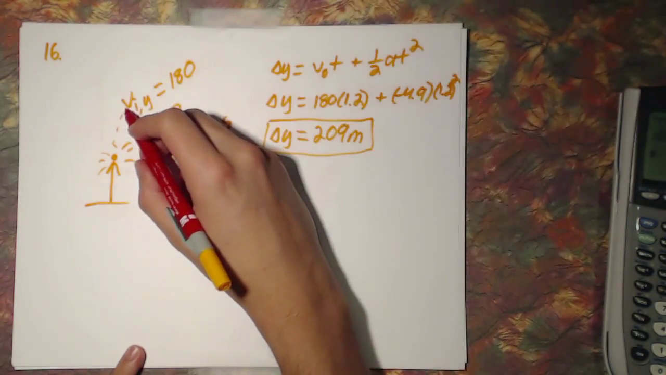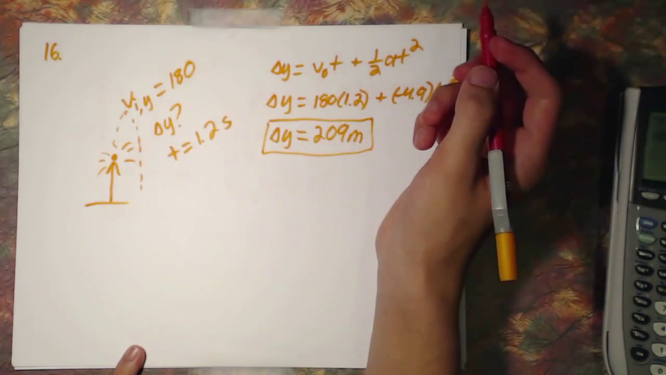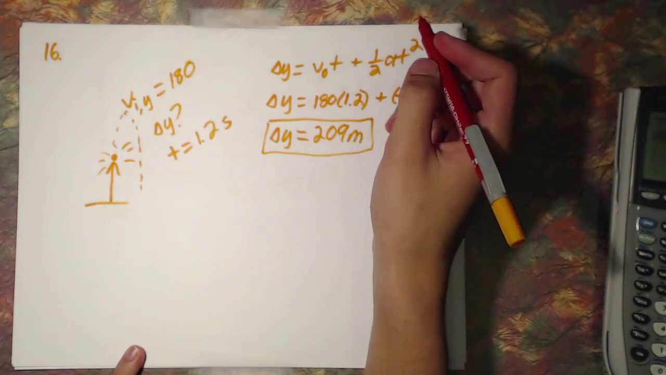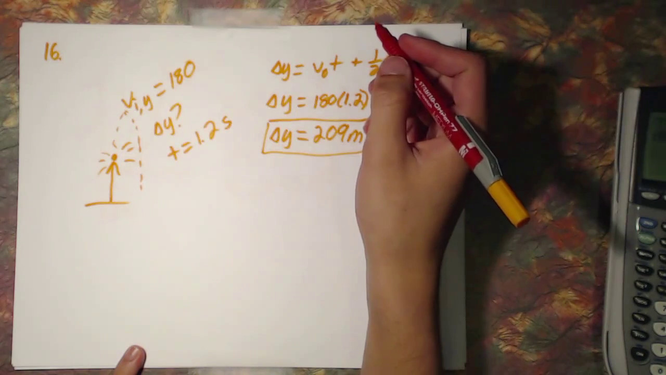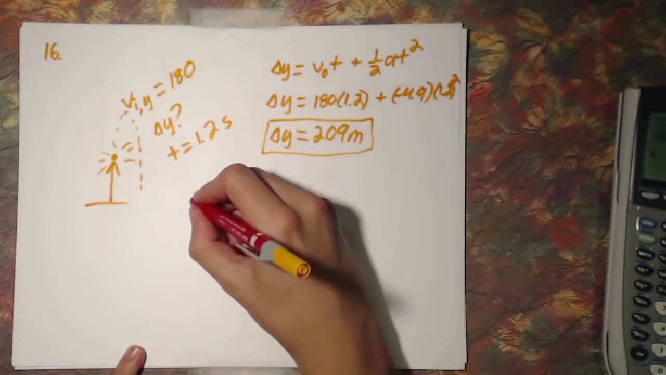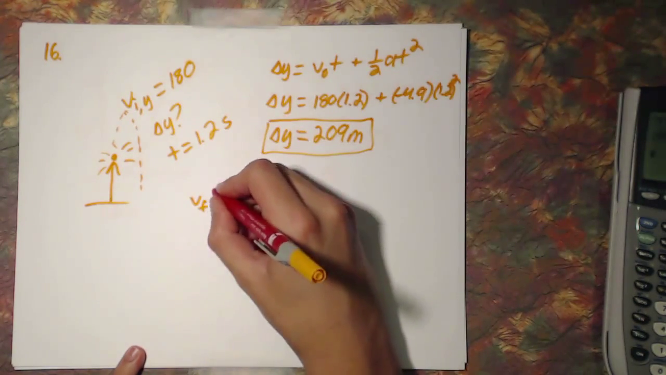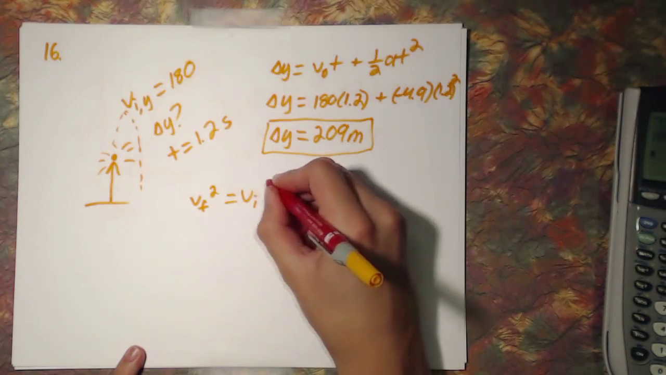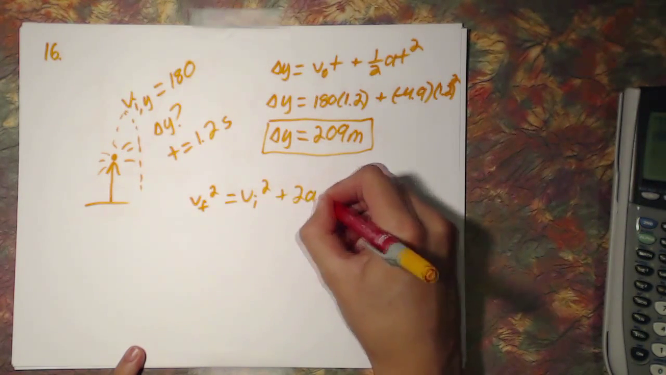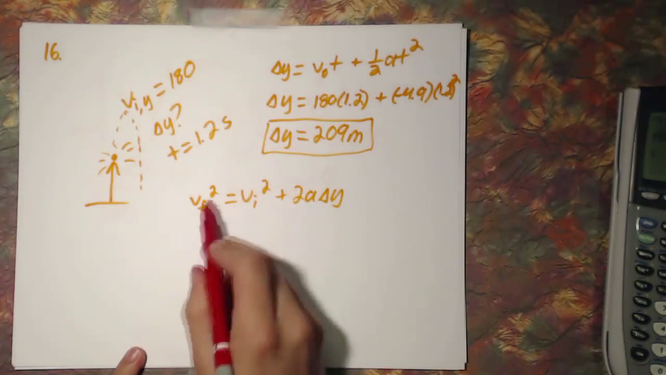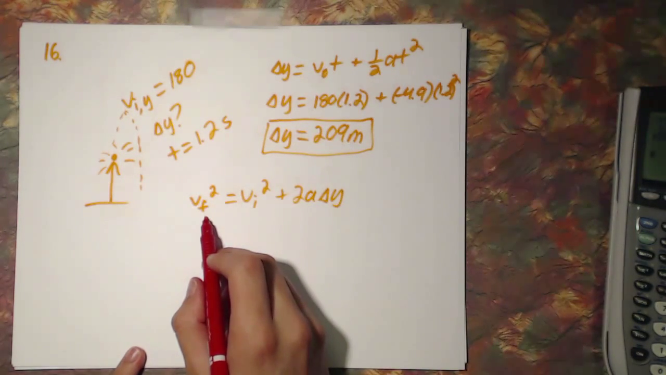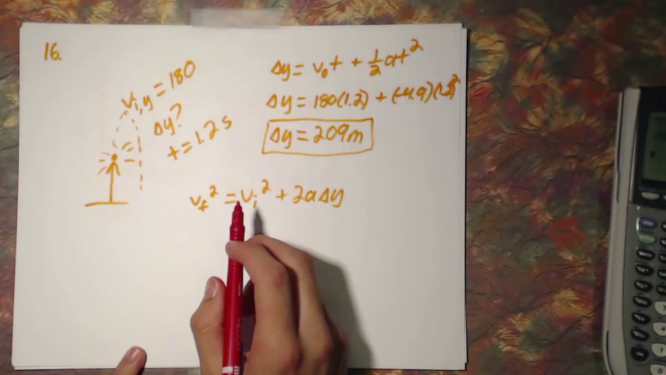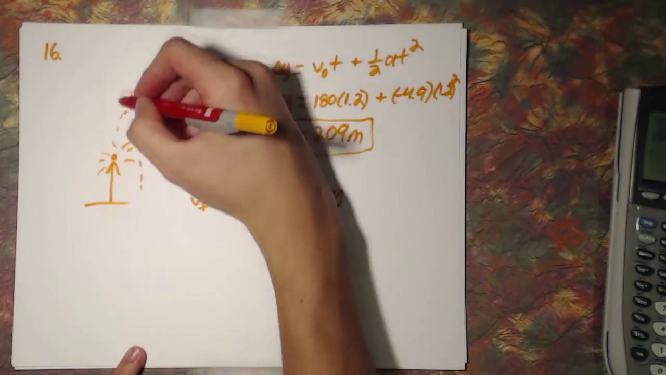So we could technically calculate the time it's going to take to reach the top, but that's really obnoxious. So we're going to use the timeless equation: V final squared equals V initial squared plus 2a delta y. And again, this is only working with the vertical direction right now, because we're only assuming it's going straight up and straight down.